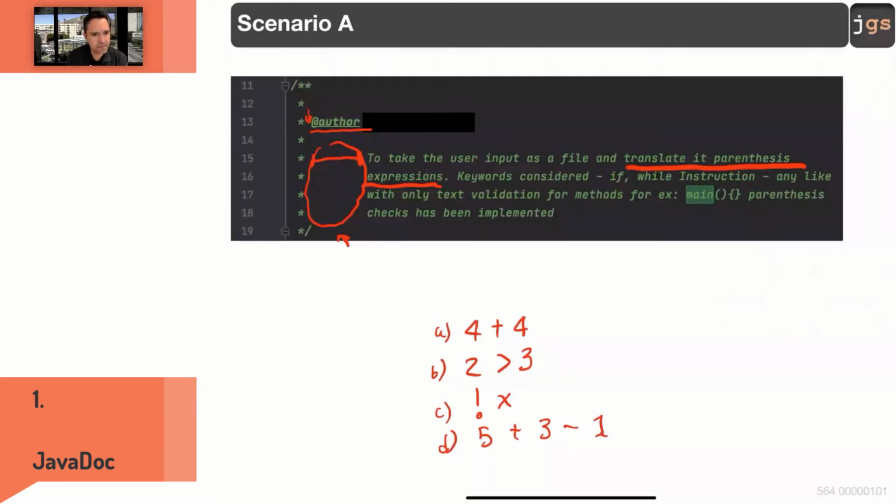A, B, C, D, are they examples of expressions? Yes or no? A, B, C, and D, all of them, are they expressions? Yes. Okay, can you tell me what they are? I can help you. They are arithmetic, that is the classification. An expression is a combination of what?